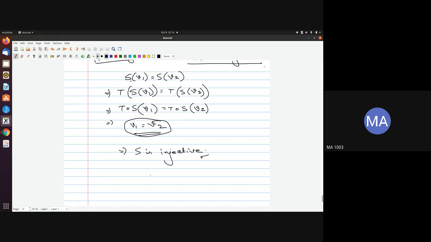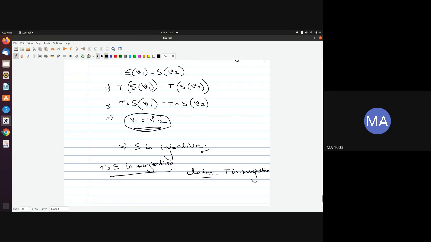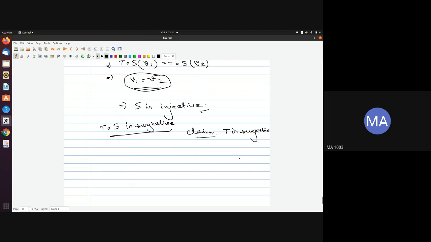Now what about the surjectivity? T compose S is surjective, that we know. This is given. So my claim is T is surjective. How can we show it? T is from V to V, S is also from V to V. So I take an element from V, any element from V.